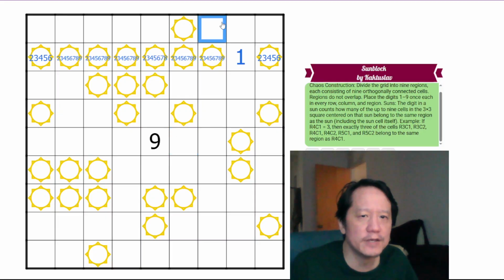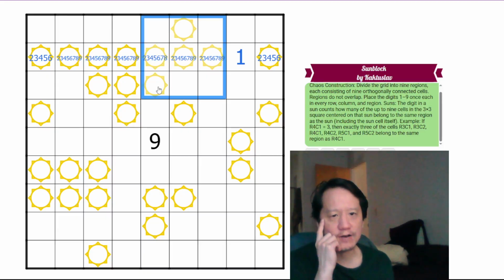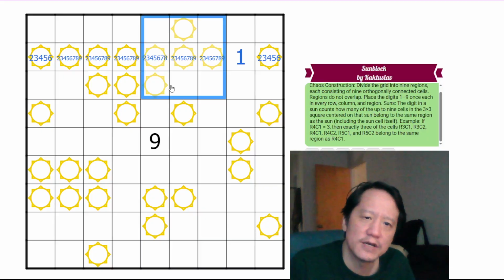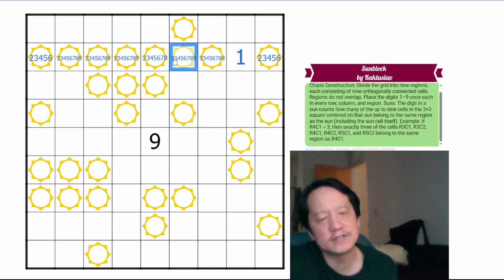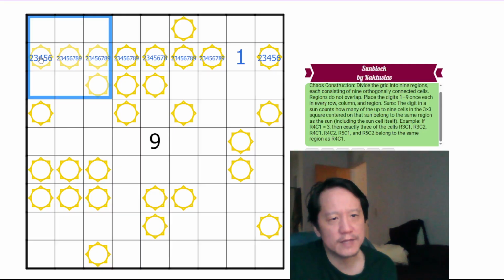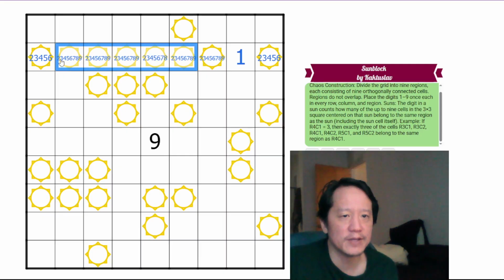And the 9-cell region here must have a 6 in... Wait, how does that work? 9 cells. So if it's 9 cells in any of these cells, the problem is this would form a region, and then this would see only 6 cells in its region, and this would see only 6 cells in its region. So therefore 9 cannot be any of these numbers.